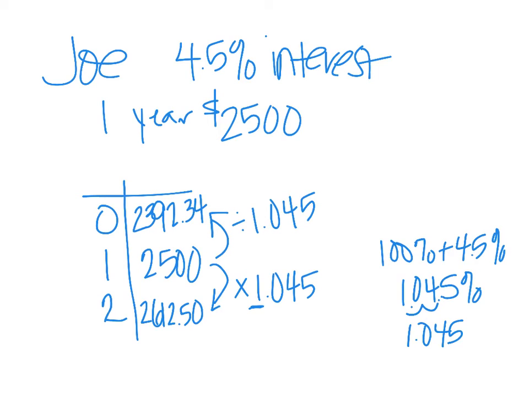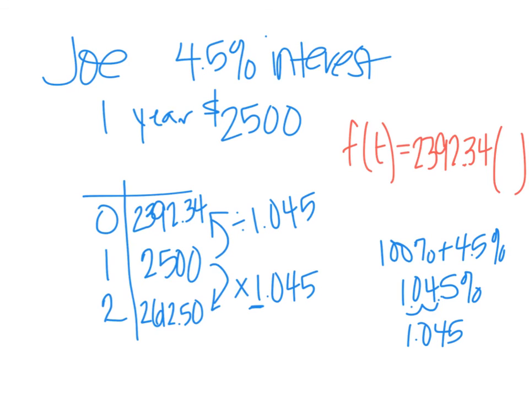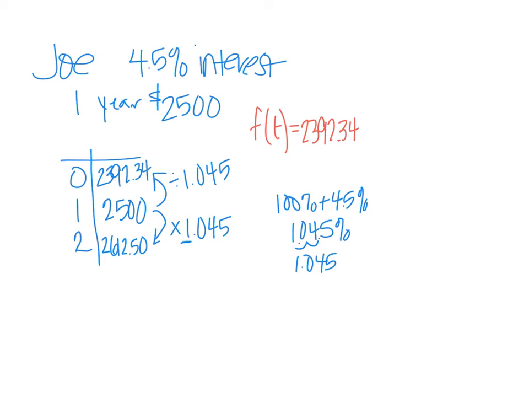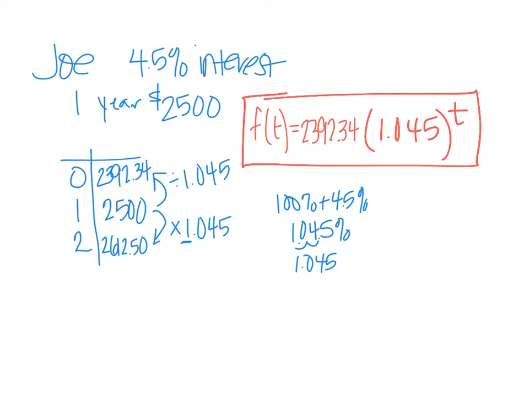Now, if I was going to write my equation, I could write f of t, for time, and he started with $2,392.34, and then times my multiplier, 1.045, to the t, since it's compounded annually, so every year. This would be my equation. Now, if I asked you how much he would have after 5 years, you would plug in 5 for t.